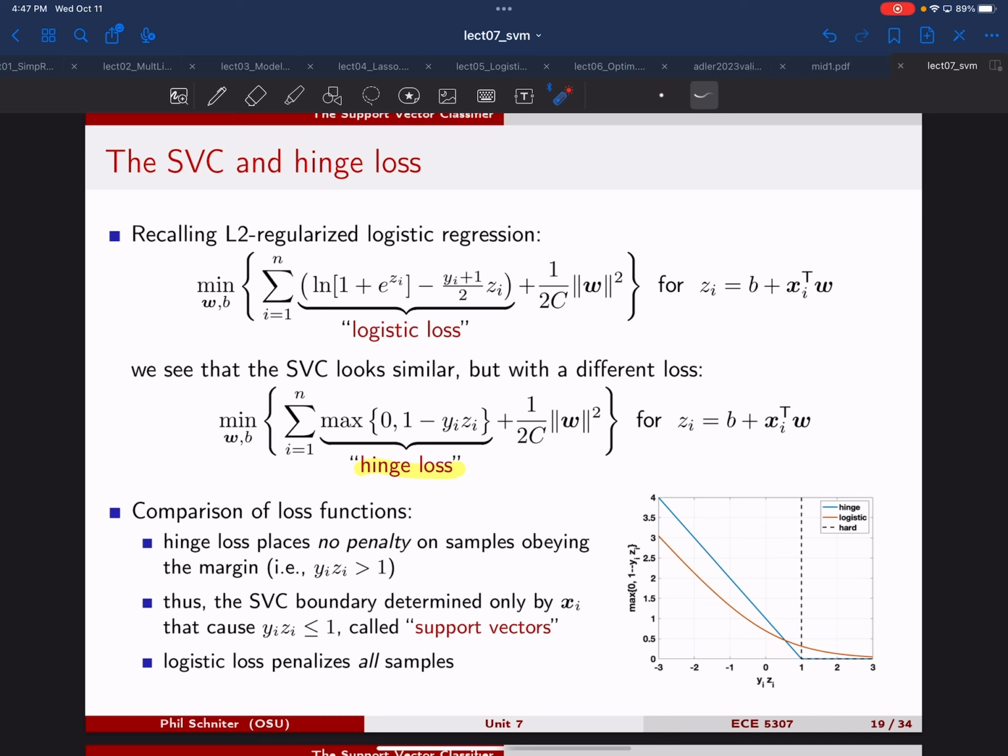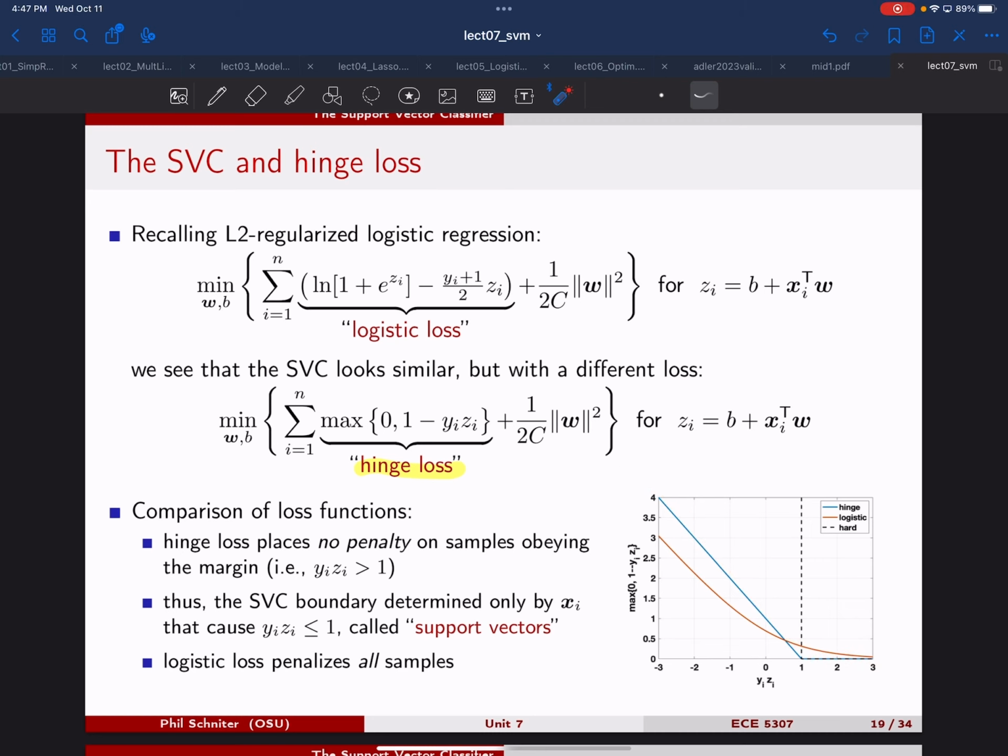Okay, so they're very similar. One of them, logistic loss, is a nice smooth curve. The hinge loss is this sharp curve. It's nice in that it's linear. There's a linear segment here, there's a linear segment here, so it's very elegant and simple.